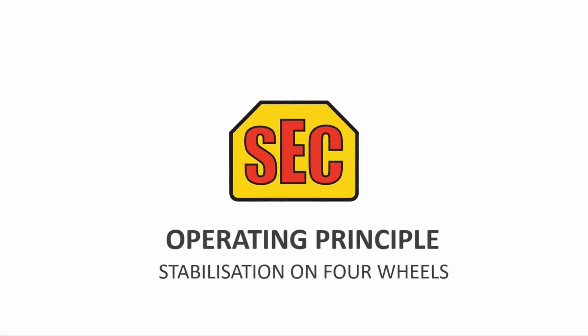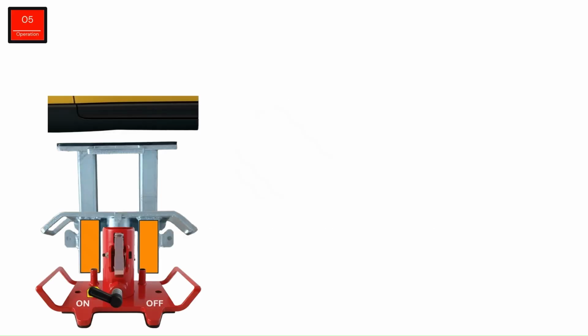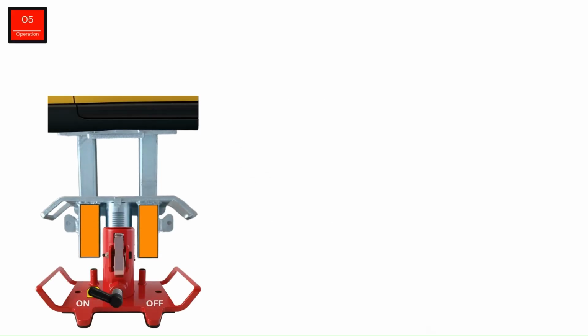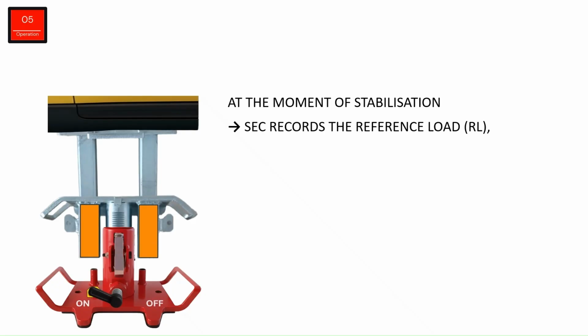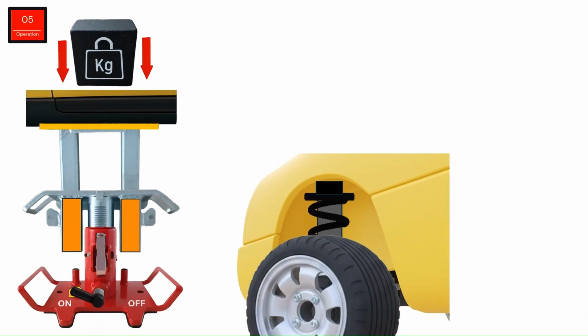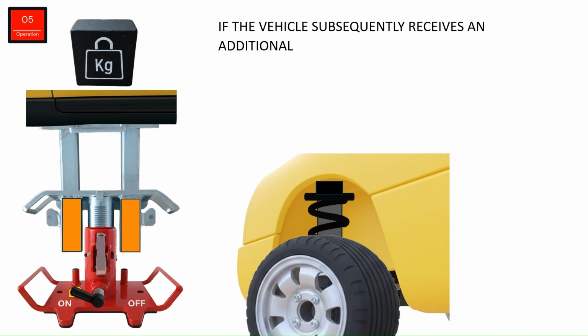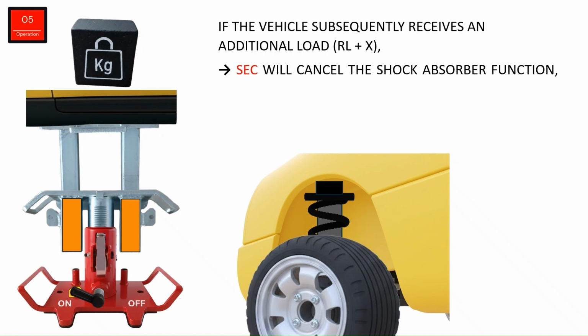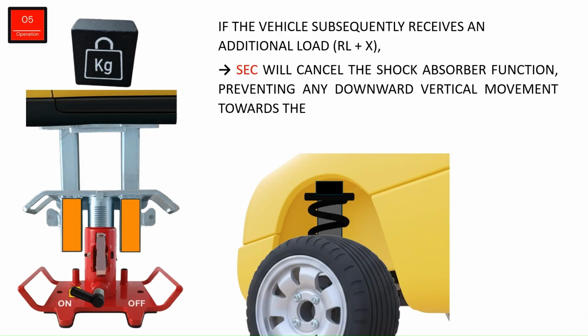Operating principle for four-wheel stabilization. When the device is activated, SEC records the load supported by the vehicle's shock absorbers at that precise moment. If, after activation, the vehicle receives additional load, SEC overrides the shock absorber function, preventing any downward displacement of the vehicle.